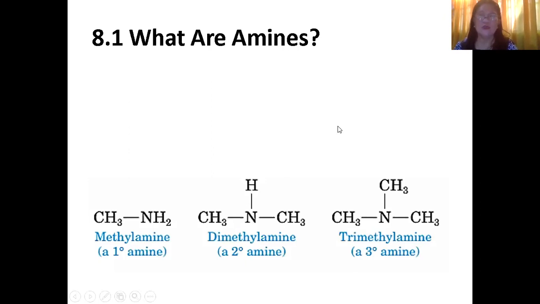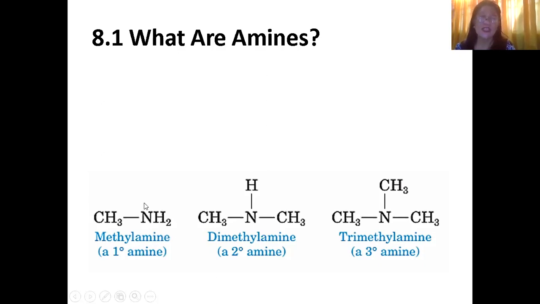If you look into the structure of amines, what makes them unique is the presence of, what you can see here, this is the methylamine. This is the dimethylamine. This is the trimethylamine. What makes it unique is the presence of nitrogen here. So this is methylamine. There is nitrogen here. This is now the amine.